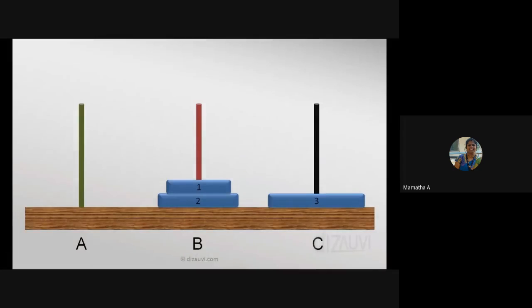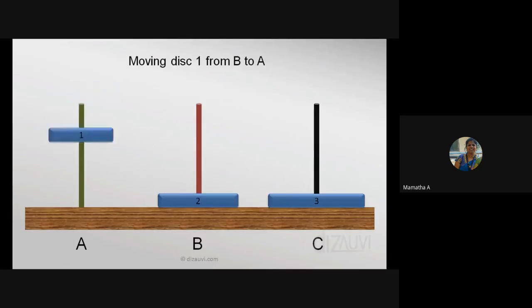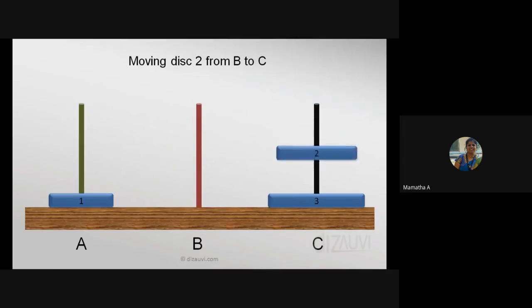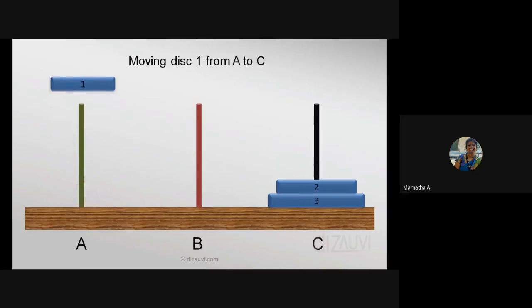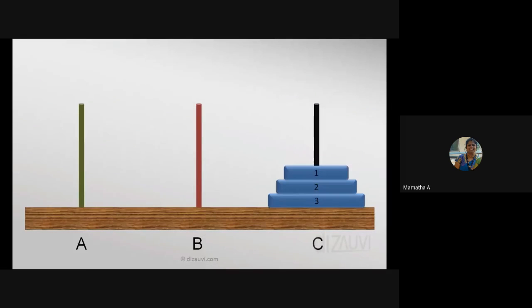But because we can only move one disk at a time and without keeping the bigger disk on top of the smaller one at any point of time, we first need to move disk 1 from tower B to tower A and then move disk 2 from tower B to C, and then finally move disk 1 from A to C. And this was a little more intense than the first two cases.